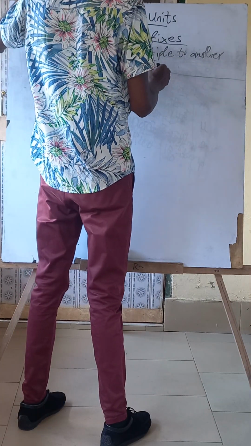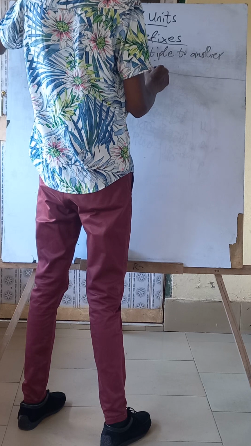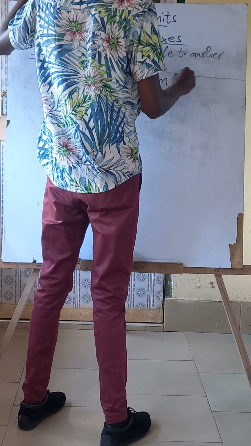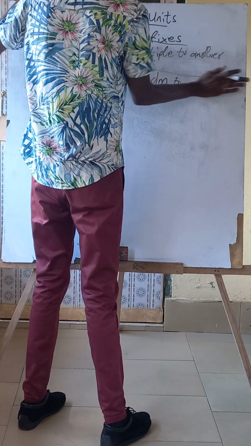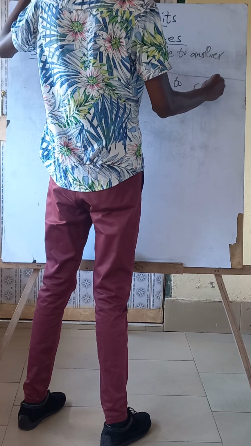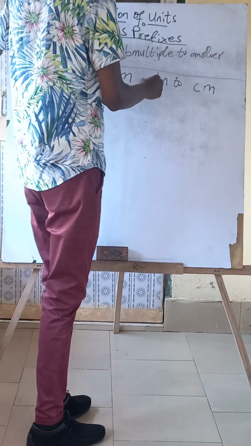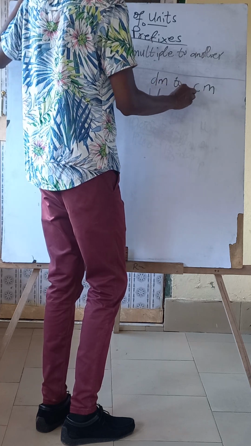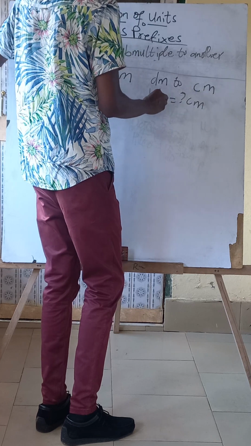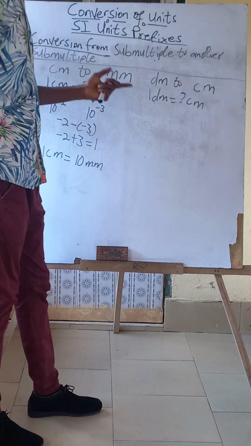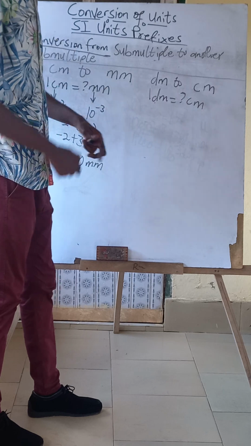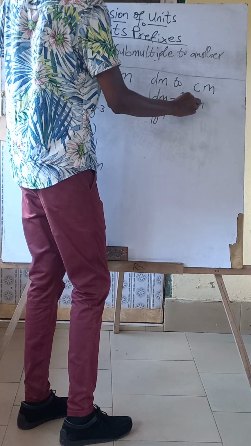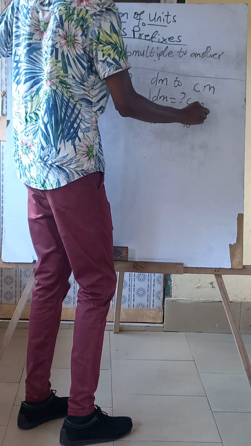Let us consider this example. Conversion from a decimeter to a centimeter. 1 decimeter is equivalent to how many centimeters? But both of them are submultiples. This is a submultiple, this is another submultiple. Deci means 10 raised to the power negative 1. And centi means 10 raised to the power negative 2.